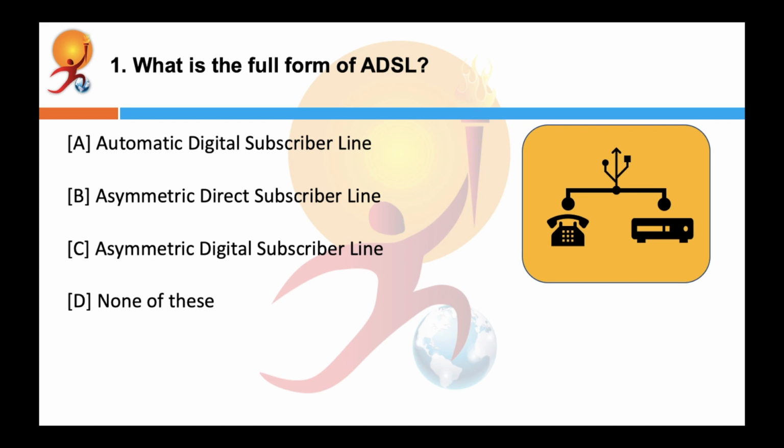What is the full form of ADSL? Correct answer is C. Asymmetric Digital Subscriber Line. It is a high-speed internet access service that uses your telephone line to send and receive internet data at much faster speeds than a conventional dial-up connection.